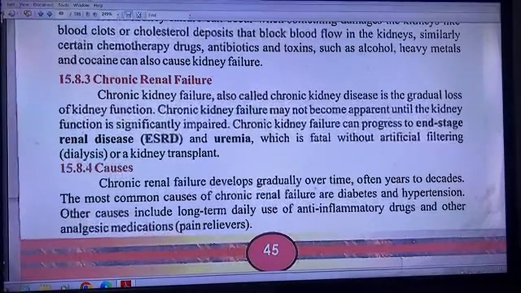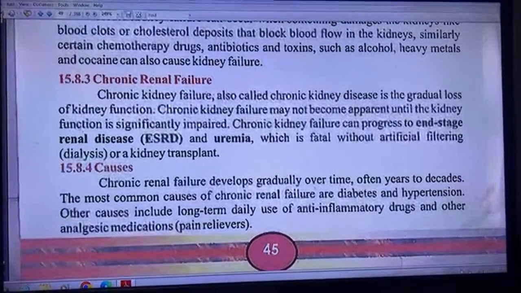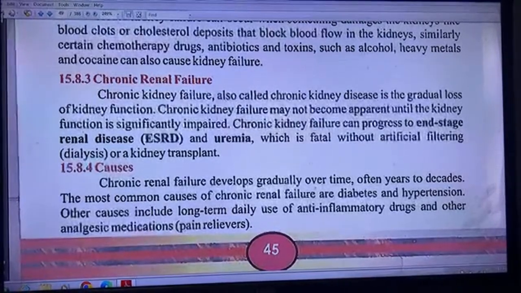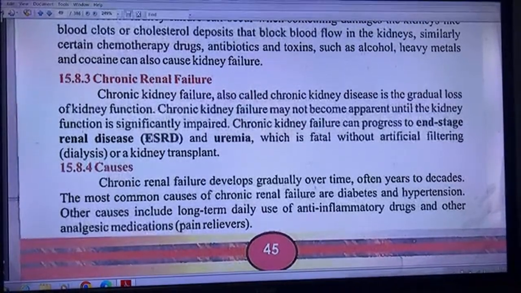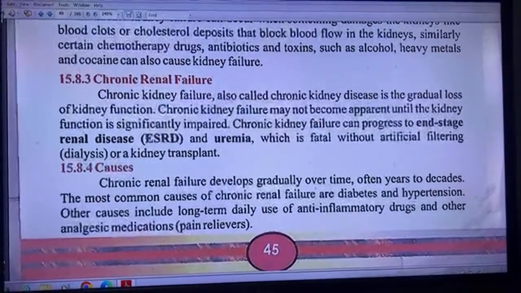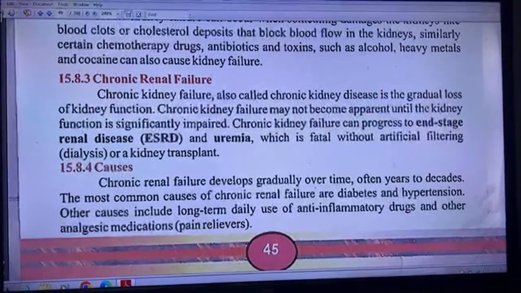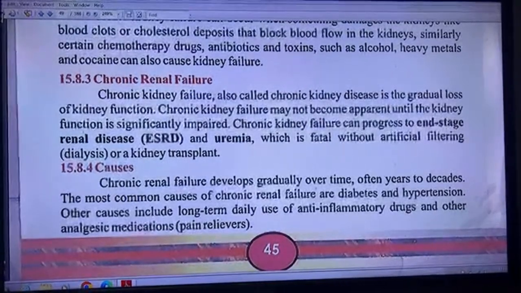Chronic kidney failure, also called chronic kidney disease, is the gradual loss of kidney function. Chronic kidney failure may not become apparent until the kidney function is significantly impaired. Chronic kidney failure can progress to end stage renal disease, ESRD, and uremia, which is fatal without artificial filtering, dialysis, or a kidney transplant. Causes.